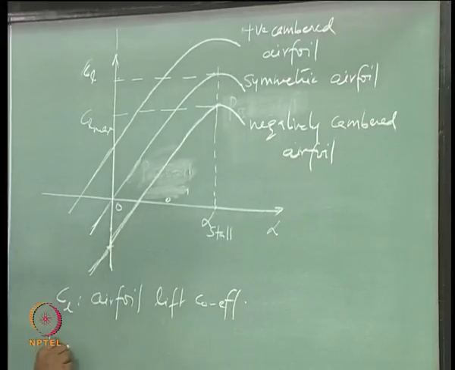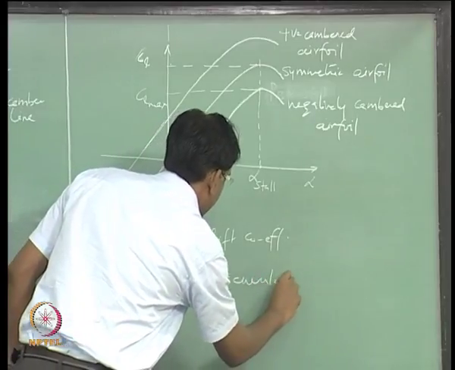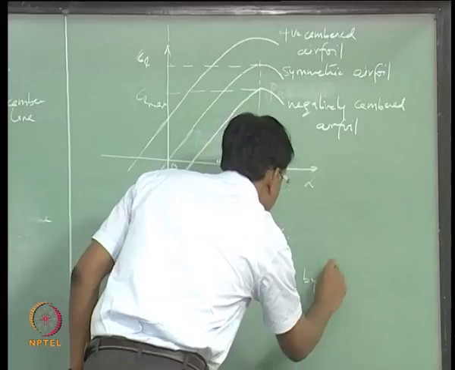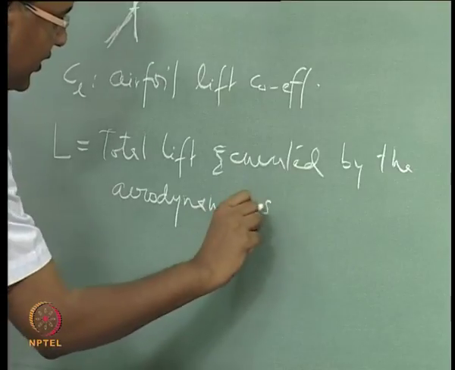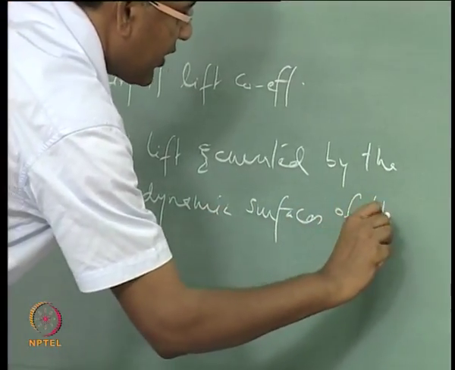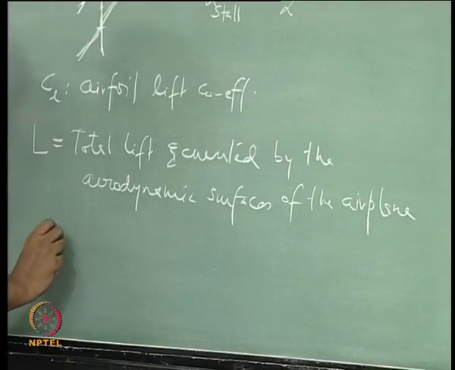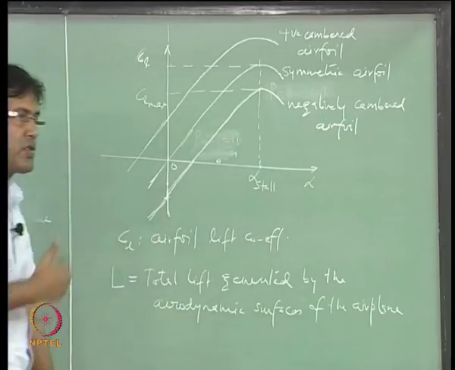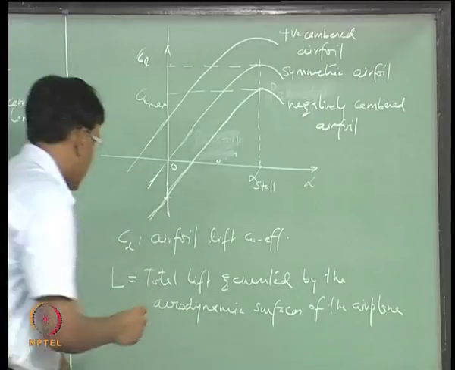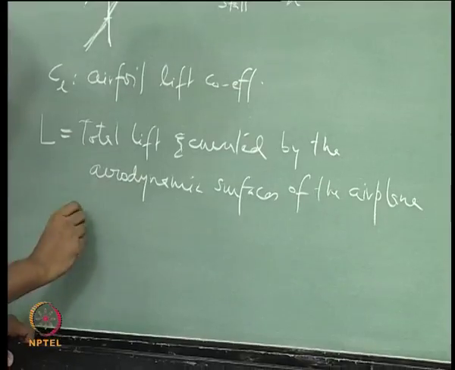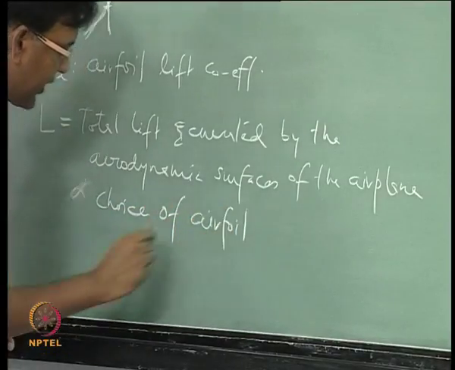The total lift generated by the aerodynamic surfaces of the airplane is going to depend upon the airfoil that you choose. So, in case you have chosen this positively cambered airfoil for the wing, that is going to give you much higher lift as compared to the other two airfoils. So, this is clearly depending upon the choice of airfoil.